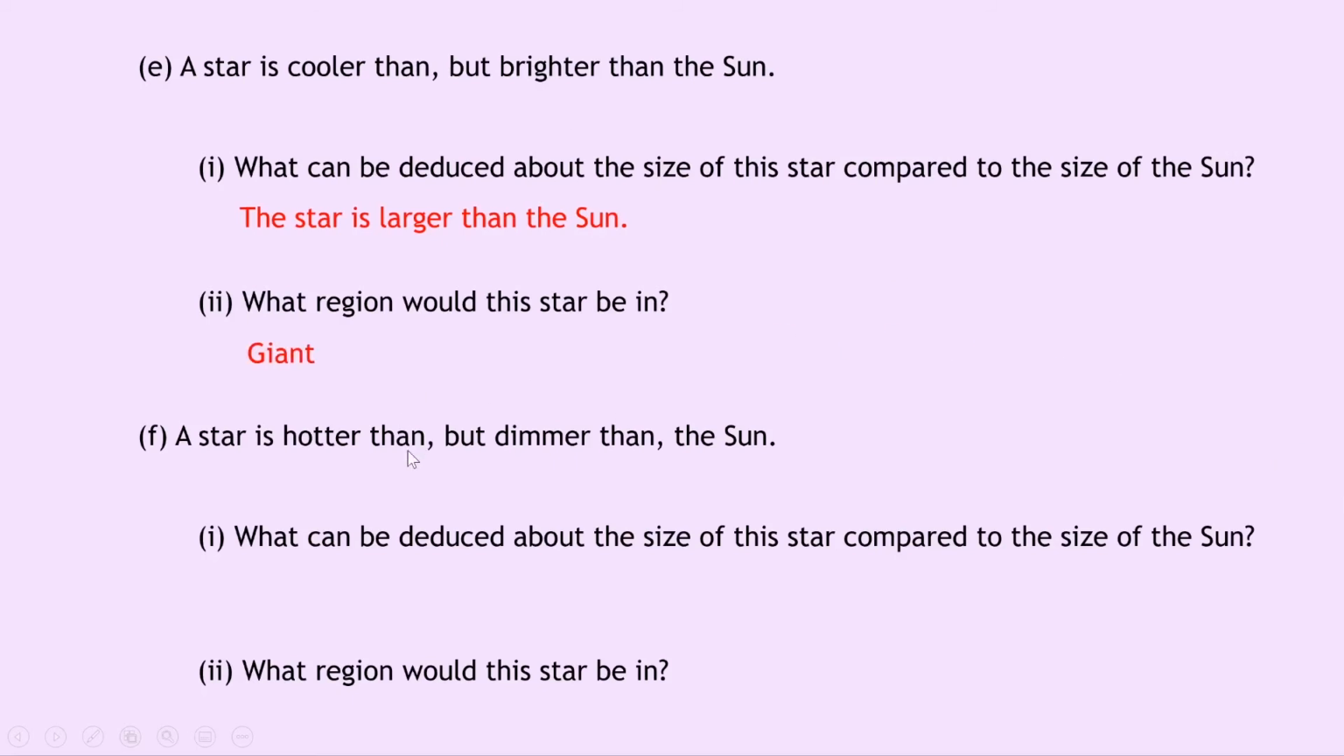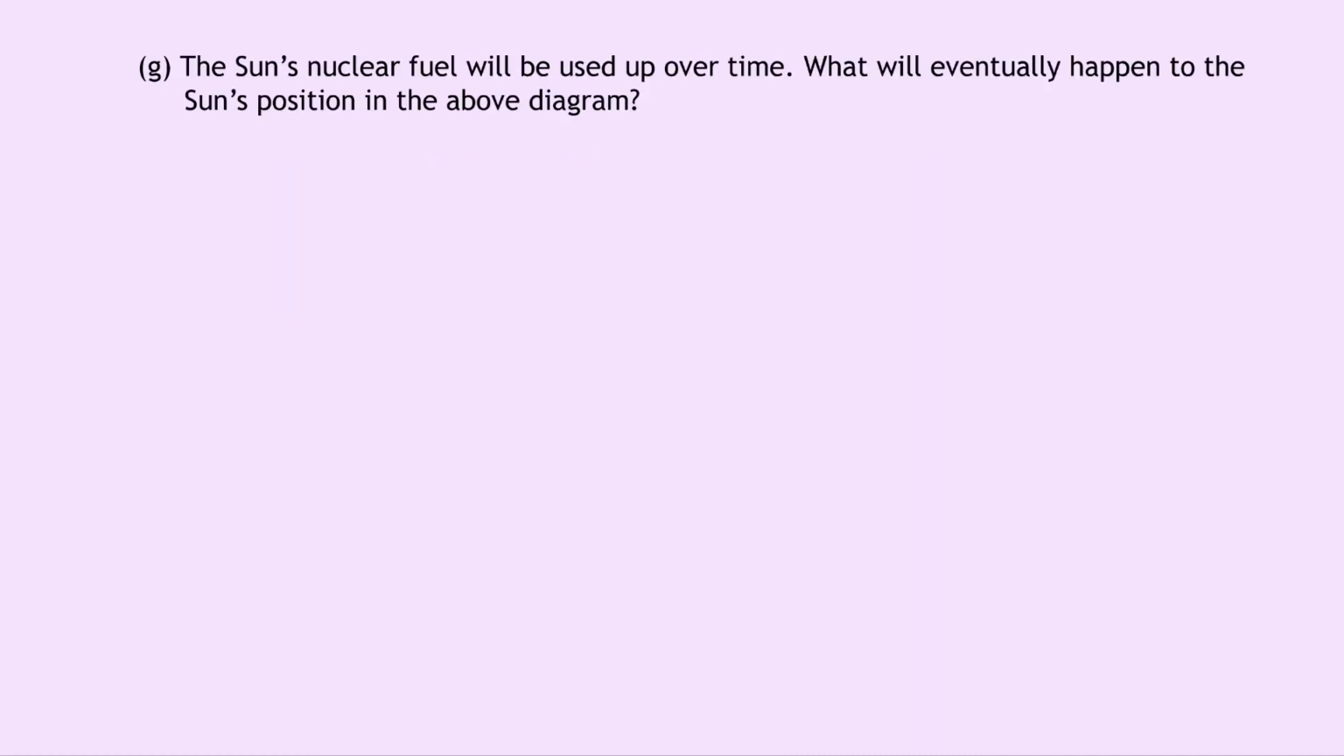Part F then says that a star is hotter than but dimmer than the sun. Part 1 says what can be deduced about the size of this star compared to the size of the sun? Well, it's hotter than, so it's probably going to be smaller, and because it's dimmer, that means it's not as large. So we can say the star is smaller than the sun. Part 2 says what region would this star be in? Well, it's a dim but hot star, and as we answered in part D, that's going to mean it's in the white dwarf region.